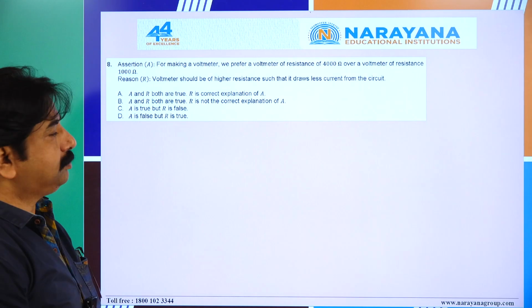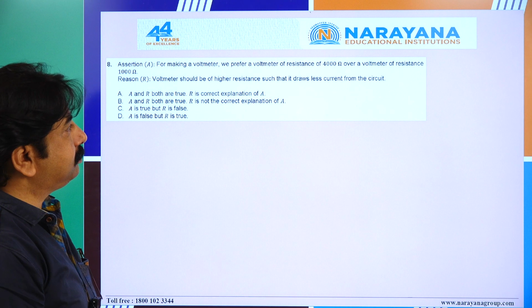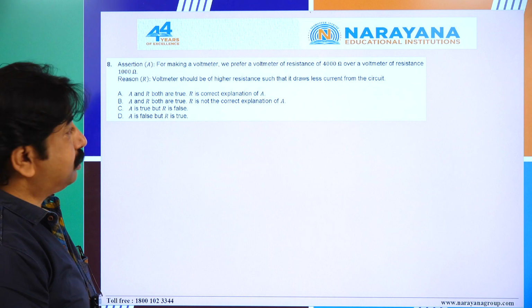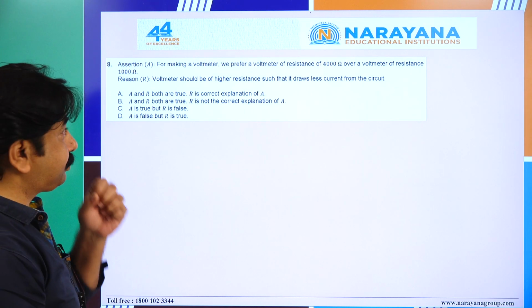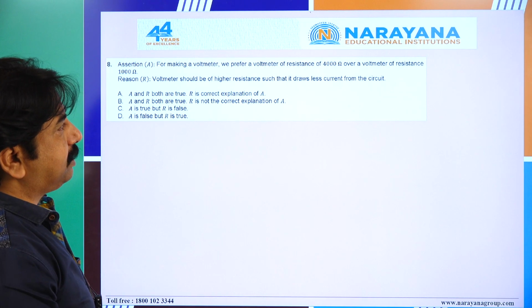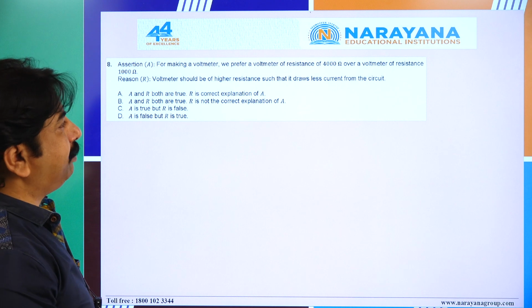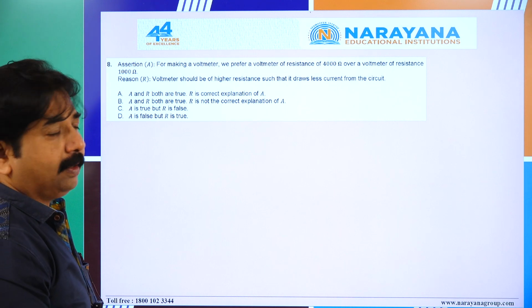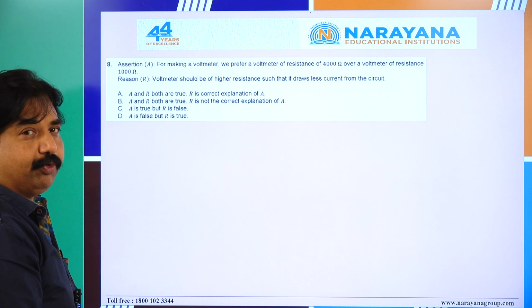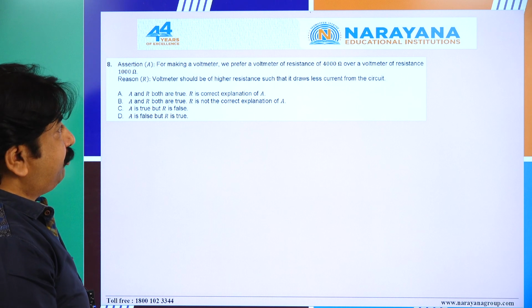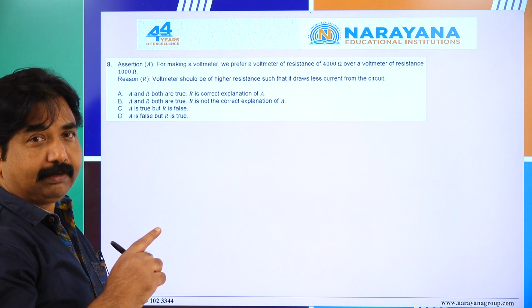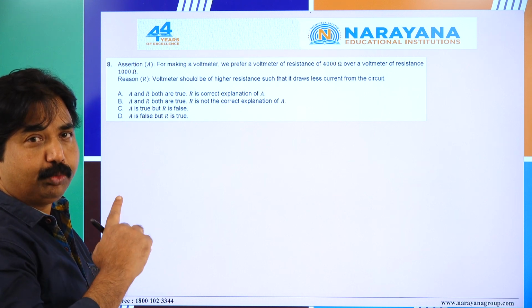The 8th one is purely an assertion reason question. And moreover, there is one more question from current electricity. For making a voltmeter, we prefer a voltmeter of resistance 4000 ohm over a voltmeter of resistance 1000 ohm. Now, first of all, think about the purpose of a voltmeter. By means of a voltmeter, we can calculate the potential difference between 2 points in a circuit.